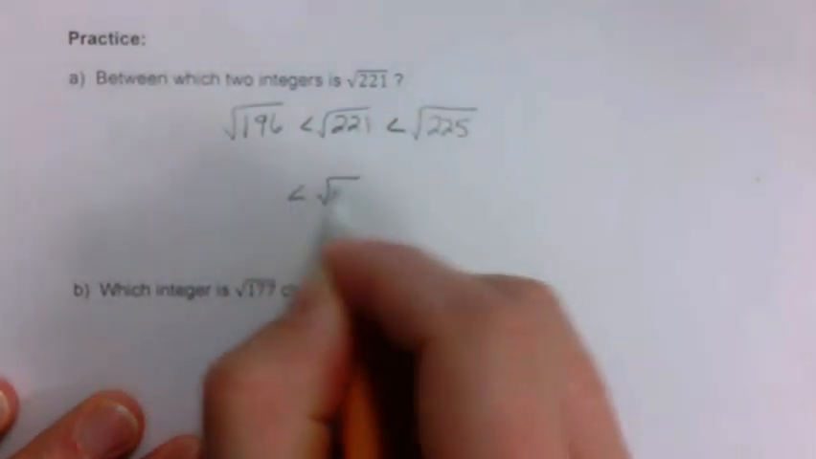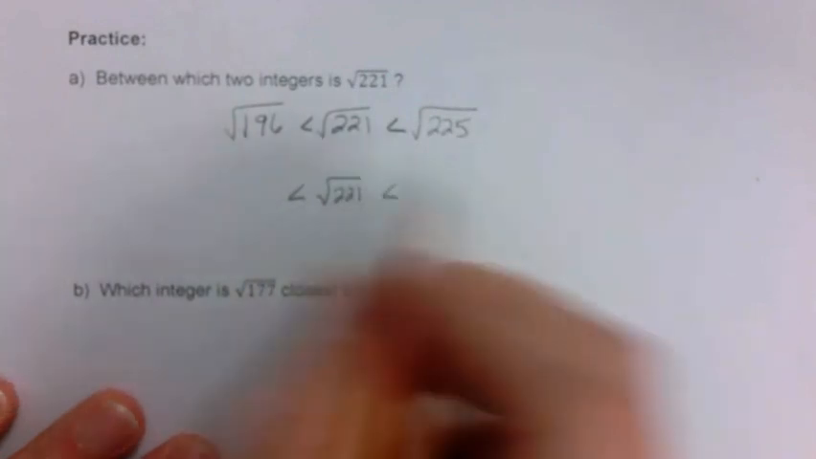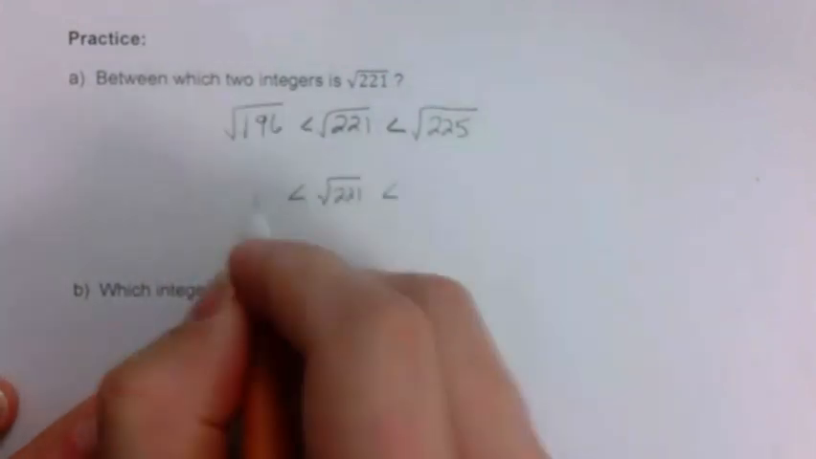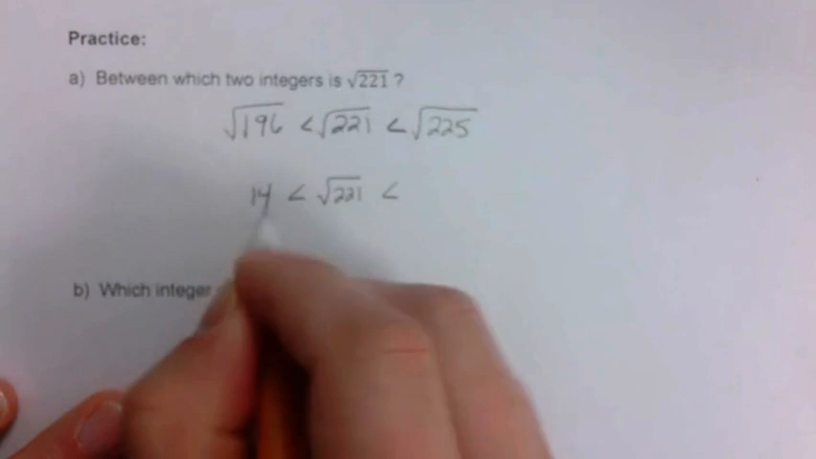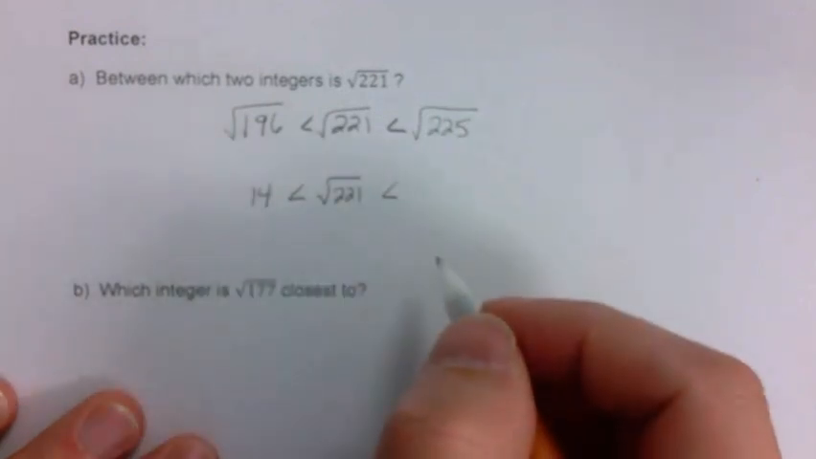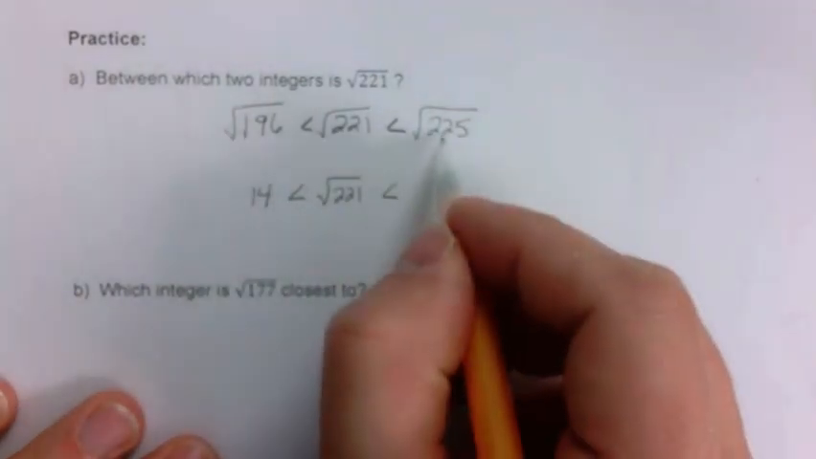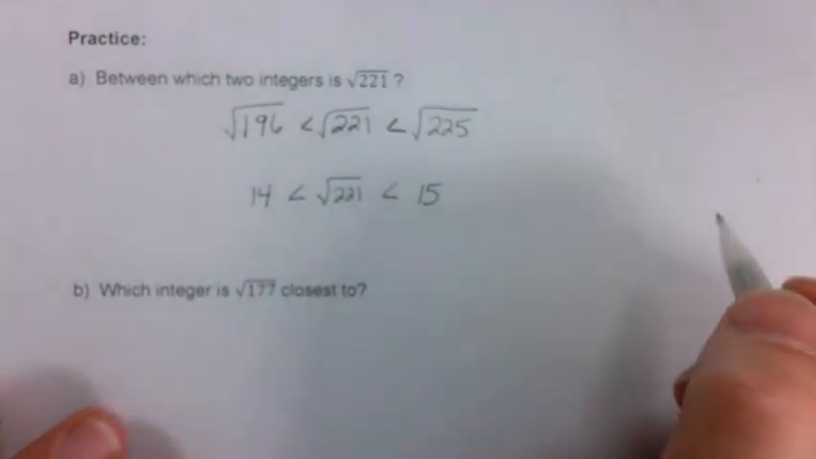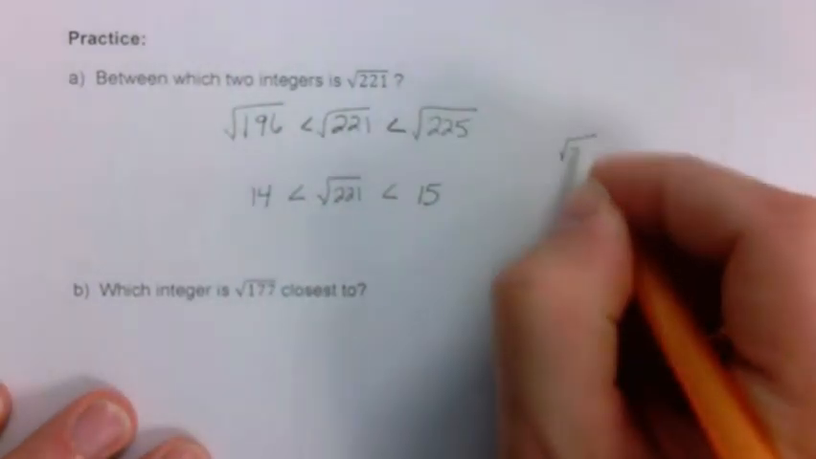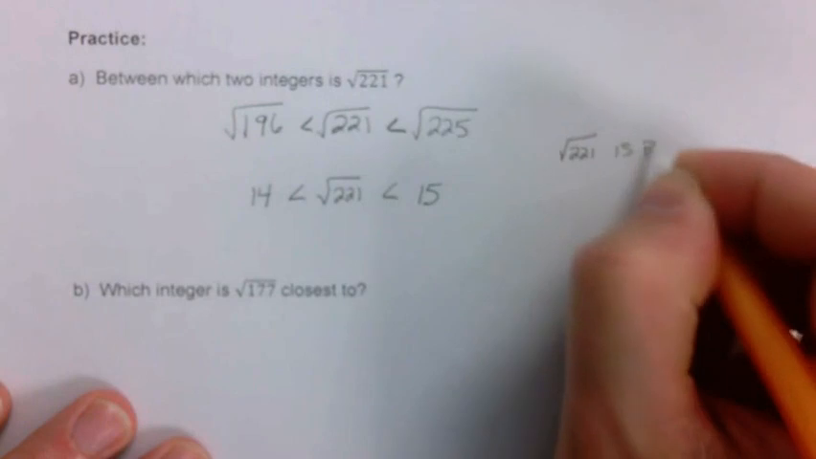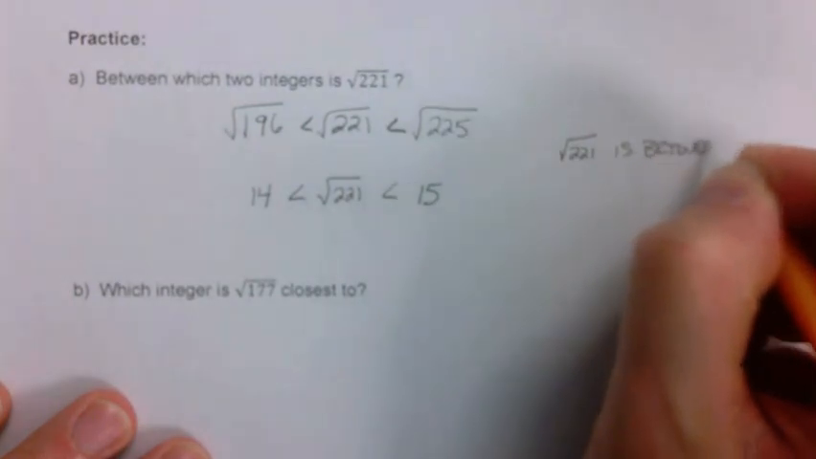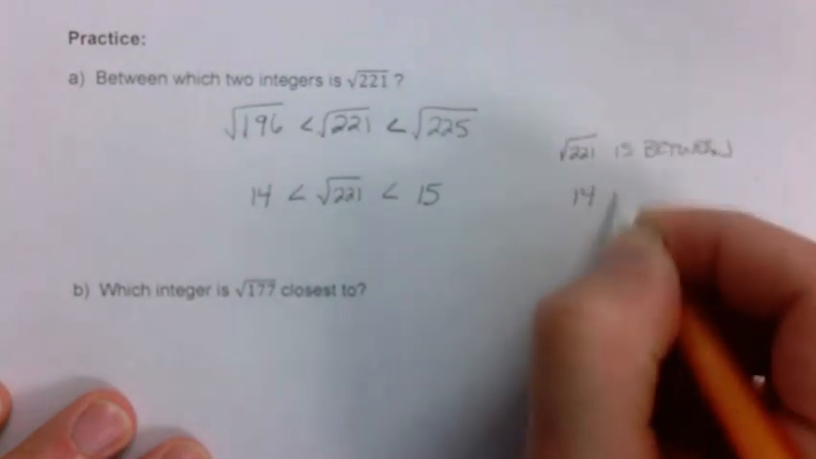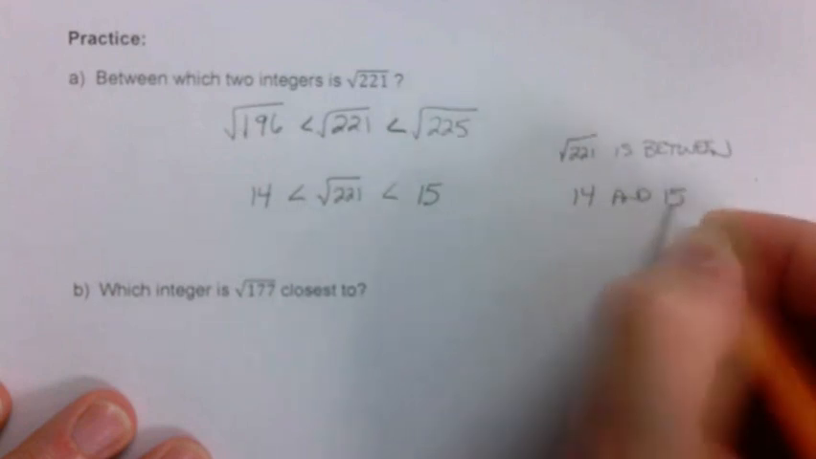Now, if I take the square roots of the numbers, that means the square root of 221 has to be between the square root of 196, which is 14, because 14 times 14 is 196, and also the square root of 225, which is 15, because 15 times 15 is 225. The square root of 221 is between 14 and 15.